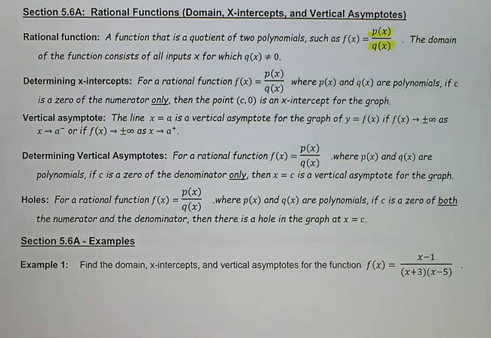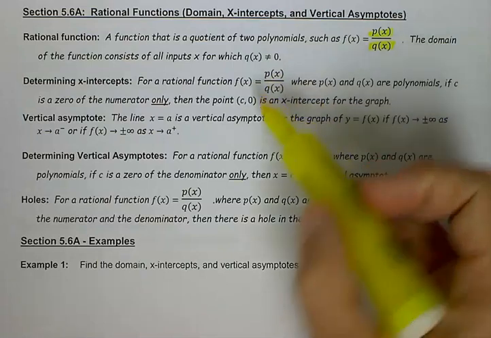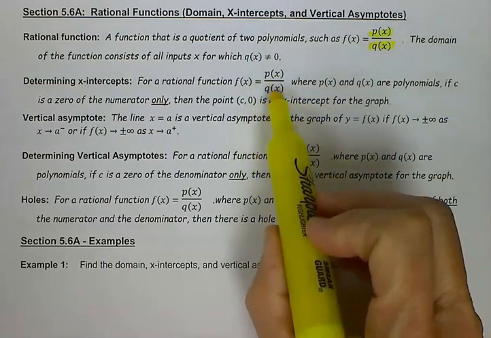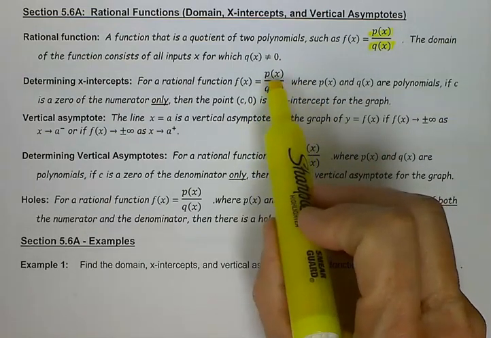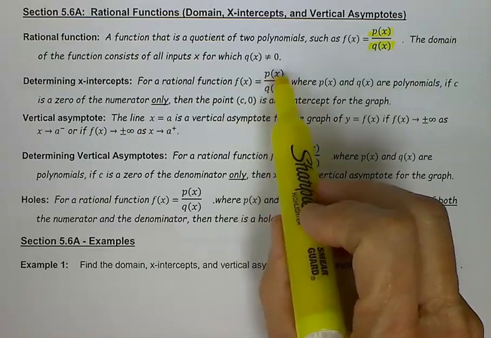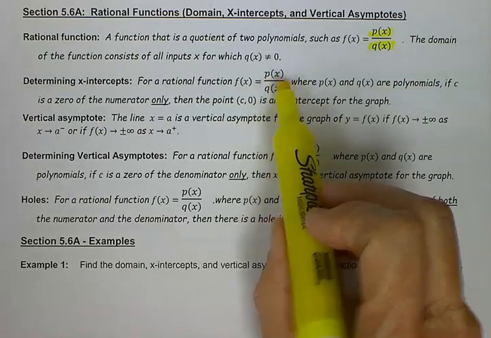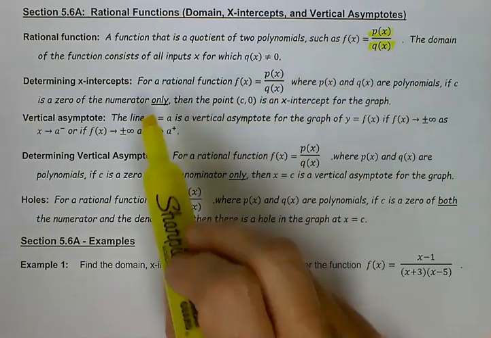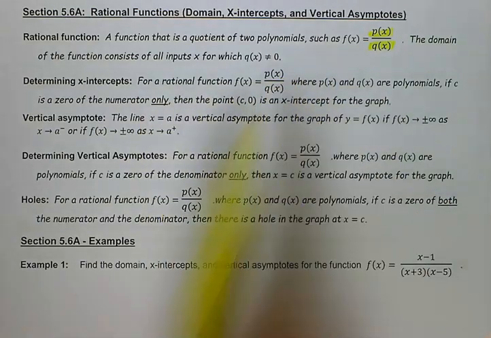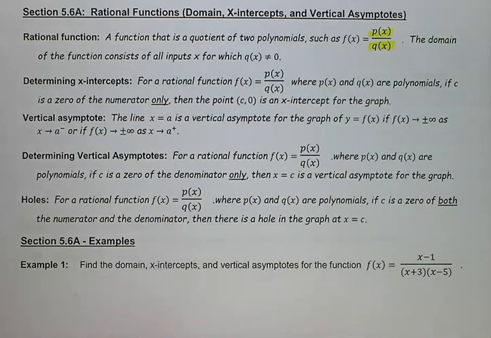The next thing we'll talk about with rational functions is finding the x-intercepts. To find the x-intercepts, we want to know where the function values are equal to 0. The only way that that can happen is if the numerator is equal to 0. So for these, we'll be looking at where the numerator is equal to 0, and that will give us our x-intercepts.